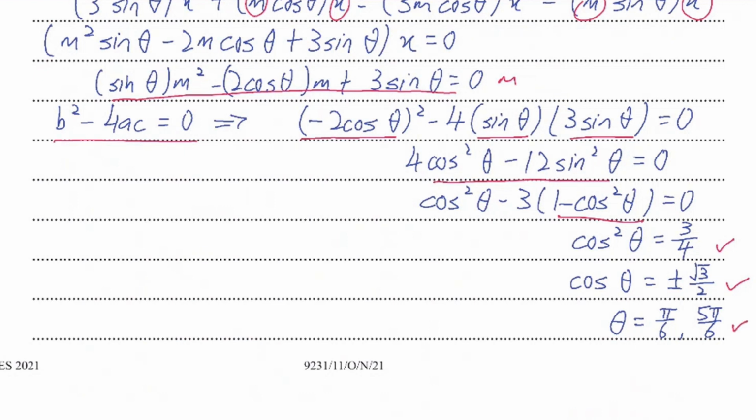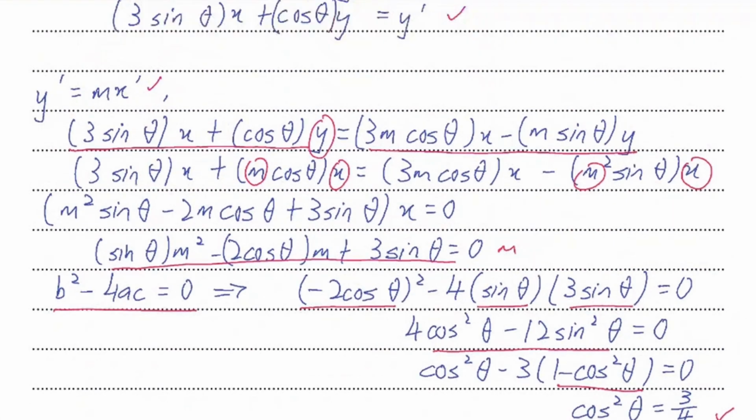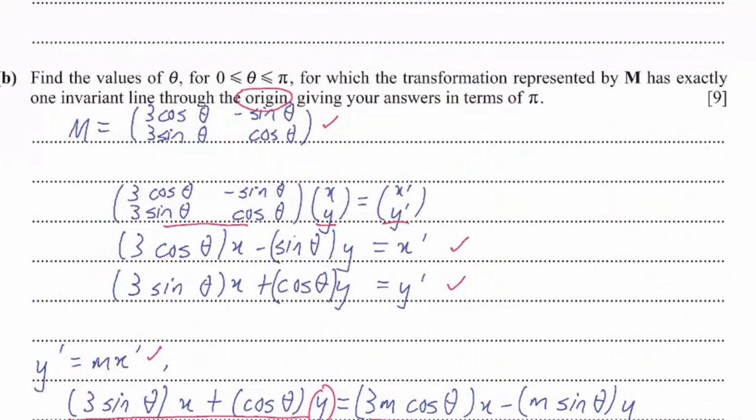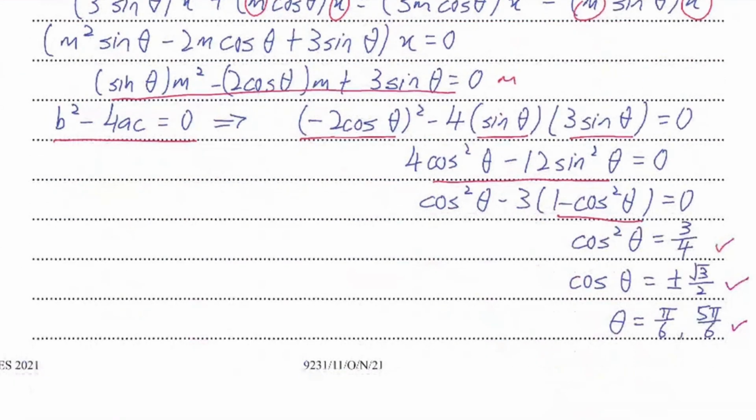And in which it is giving us the value of theta here is pi over 6 and 5 pi over 6. So that's how we get the value of theta here, because they already said theta is only from 0 to pi. So these are the values that we get for theta. All right. Next.